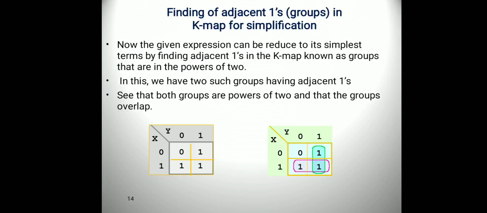Now the given expression can be reduced to its simplest terms by finding the adjacent ones in the K-map, known as the groups that are in powers of 2. In this, we have two such groups having adjacent ones. See here, these two 1s and these two 1s are adjacent to each other. Therefore, the violet group and the green group show the adjacent ones.